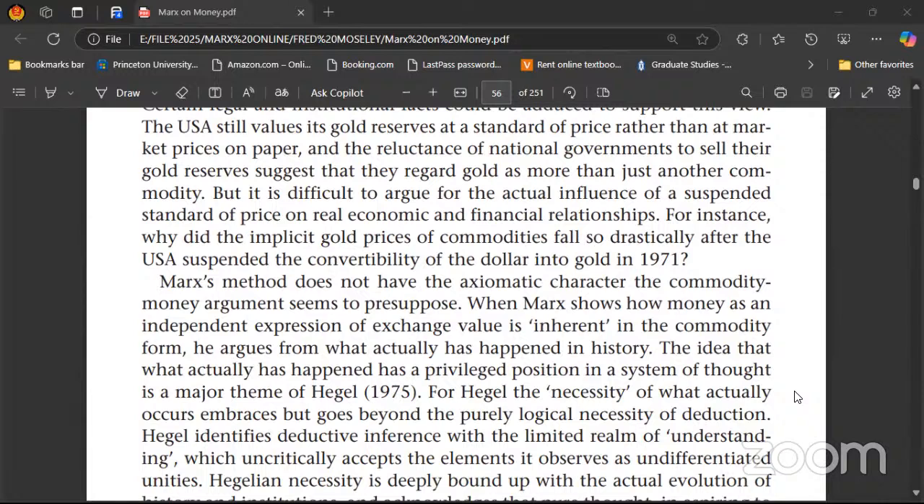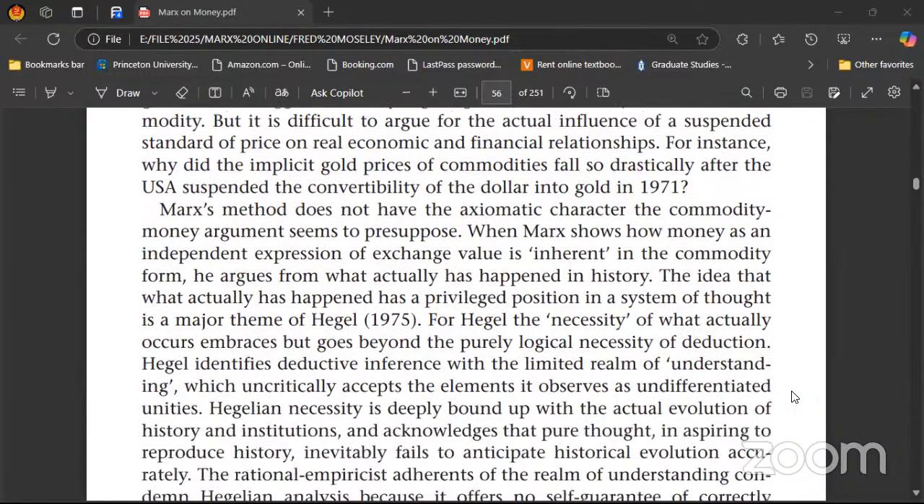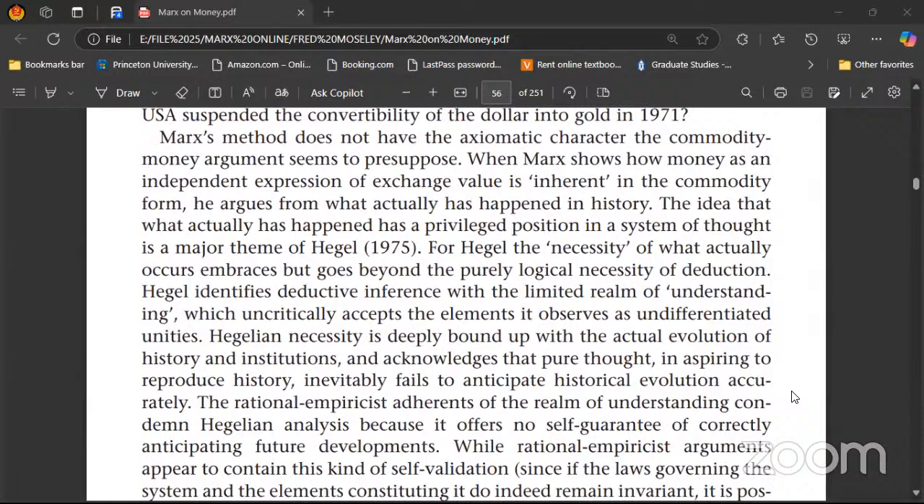When Marx shows how money as an independent expression of exchange value is inherent in the commodity form, he argues from what actually has happened in history. So the idea that what actually has happened has a privileged position in a system of thought is a major theme of Hegel. For Hegel, the necessity of what actually occurs embraces but goes beyond the purely logical necessity of deduction.